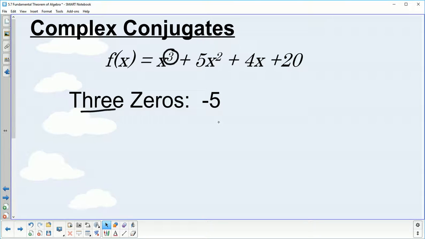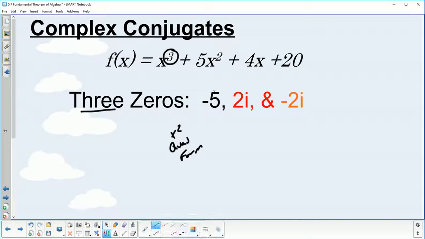Then I could go a step further, because if I did synthetic division with this, I would create a quadratic. Remember, that means an x squared term, at which point we could use the quadratic formula, and in this case we'd need to do that because we wouldn't be able to factor. The next zero that we'd find would be 2i from that quadratic formula. Now if that's a zero, then its conjugate pair, negative 2i, also has to be a zero, and now we have 1, 2, 3 zeros, and we'd be done looking for them.